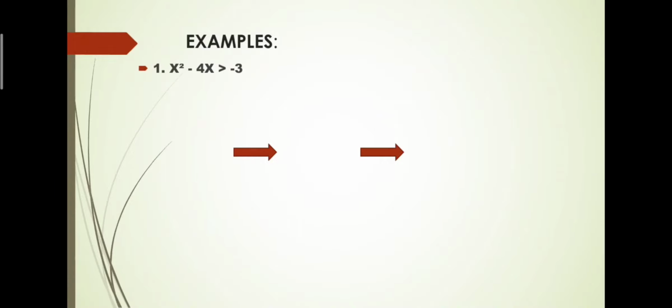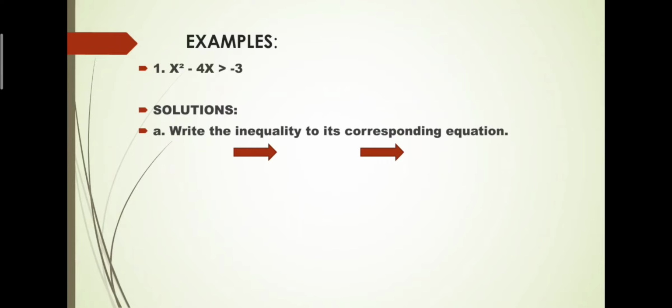Example number 1, x squared minus 4x is greater than negative 3. So, solution: first, you are going to write the inequality as its corresponding equation. So here, copy x squared minus 4x is greater than negative 3. Then, change the inequality sign to an equal sign. So, x squared minus 4x is equal to negative 3.